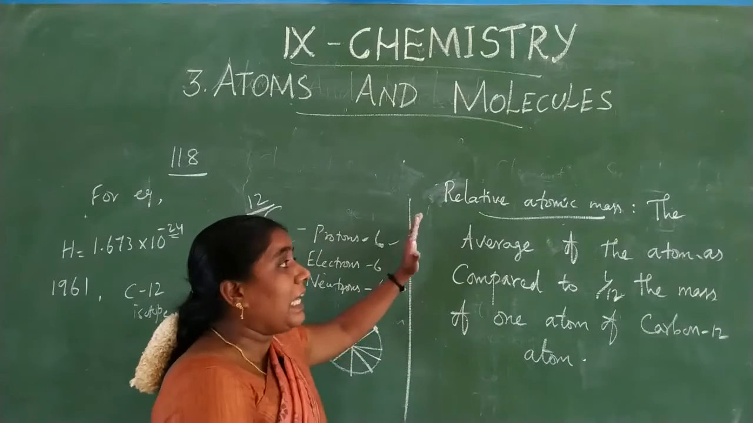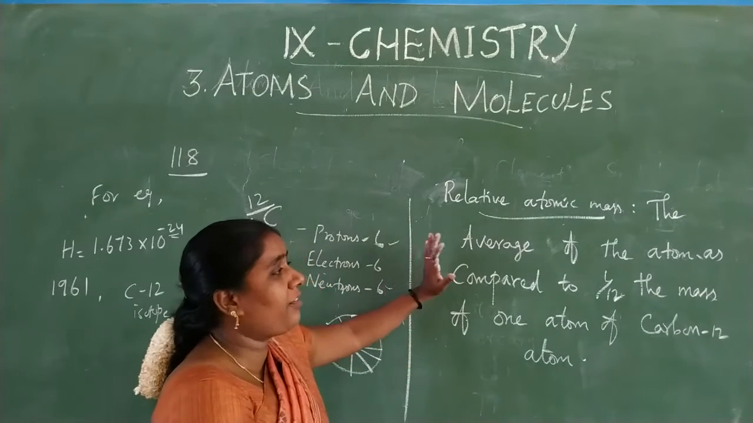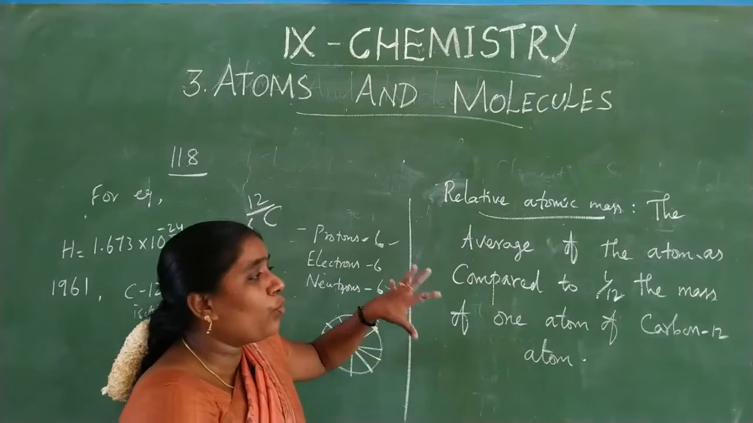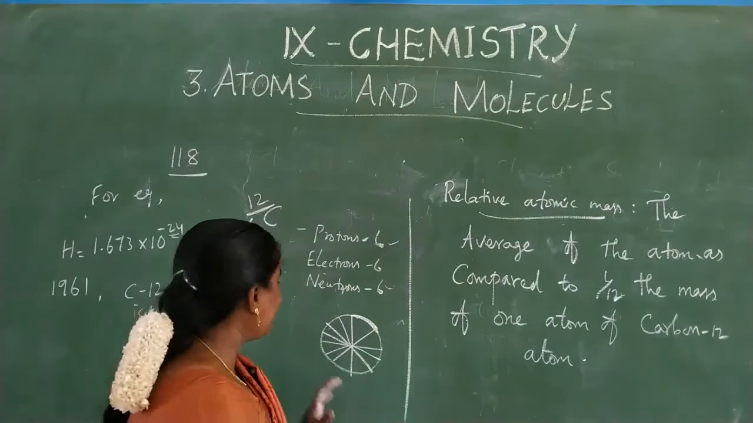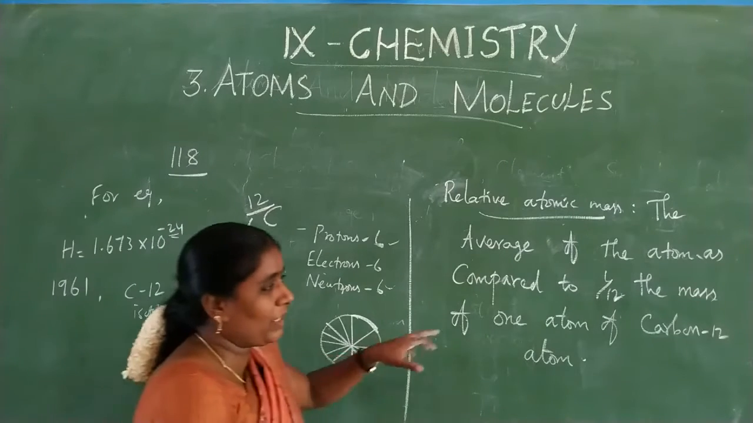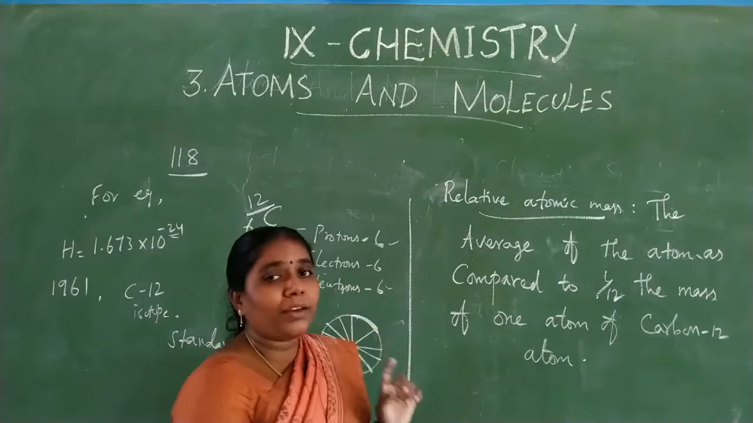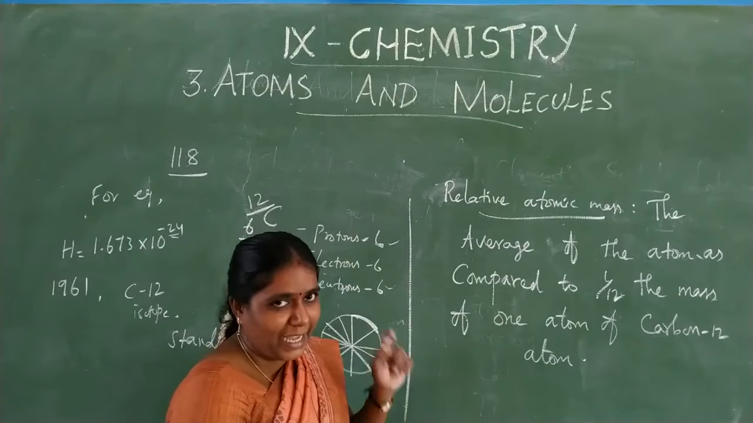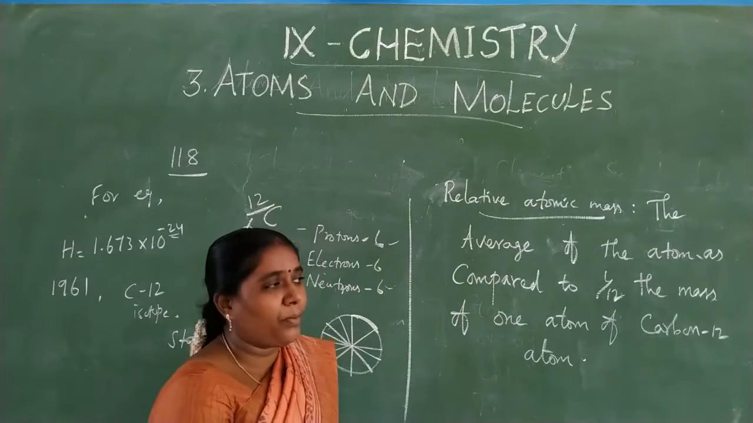Listen clearly. Relative atomic mass is nothing but the average mass of the atom as compared to 1/12 the mass of one carbon-12 atom. 1/12 the mass of one carbon-12 atom is considered as a standard. With the help of this, we can calculate the relative atomic mass.